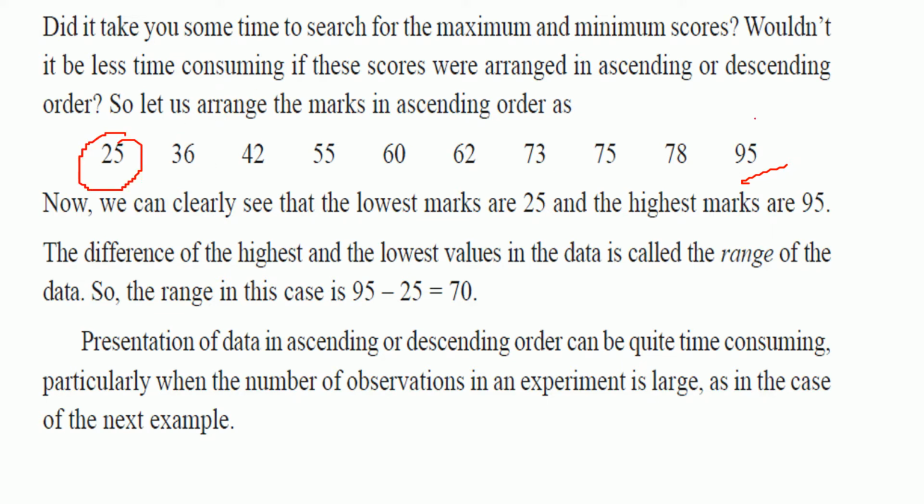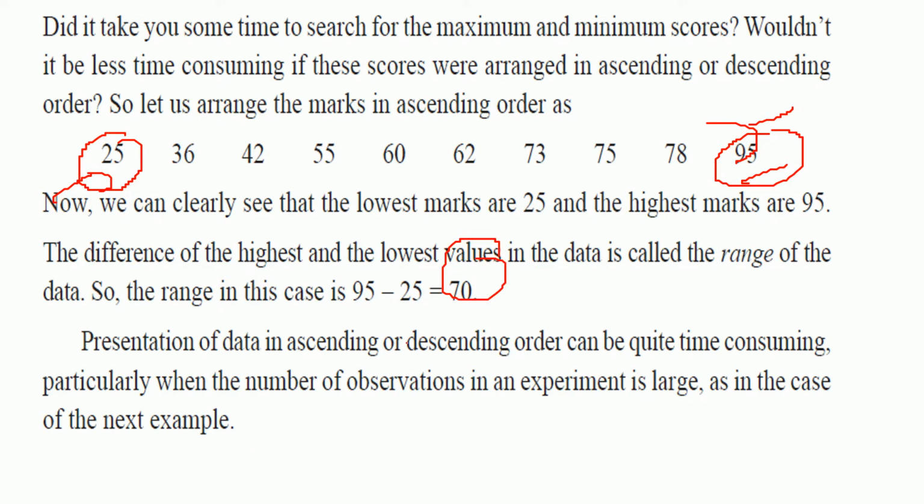25 is the minimum marks, 95 is the maximum marks. And if somebody comes to you and asks what is the minimum marks obtained, you can easily say 25. You can say the maximum marks is 95. So by this arrangement of data, you have the range also. 95 minus 25, that is 70, is the range of the data. The range is highest minus lowest.